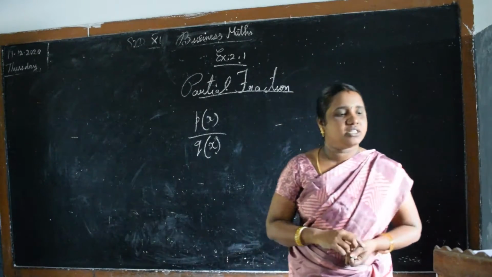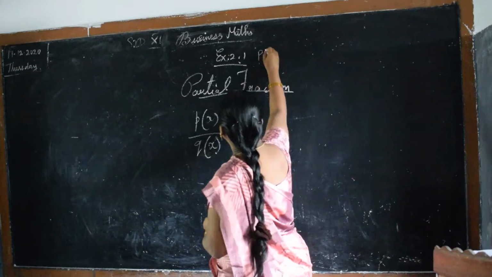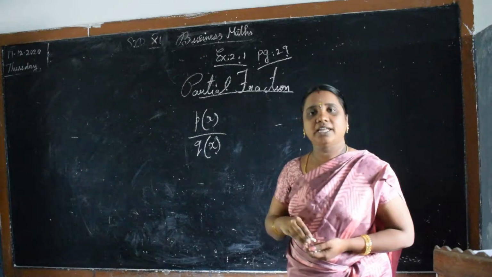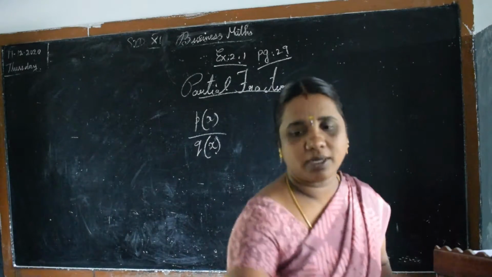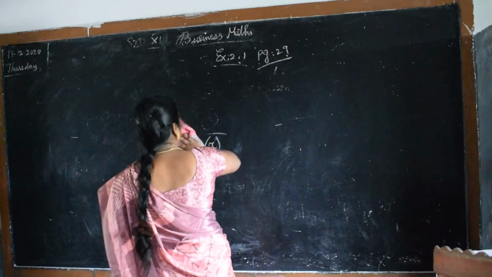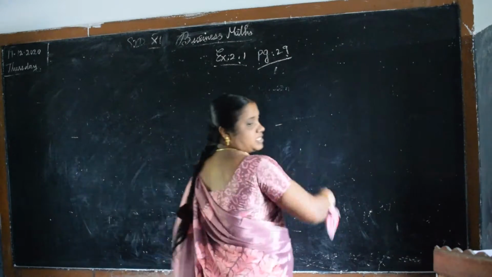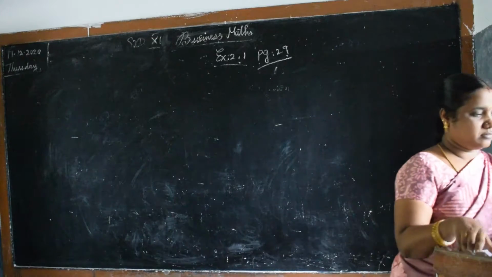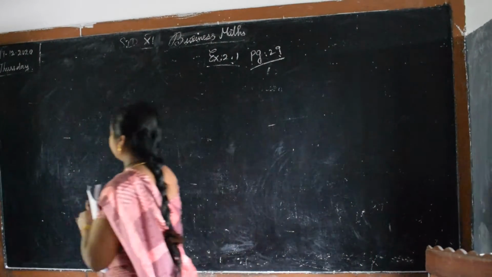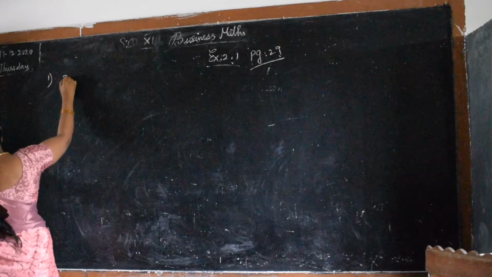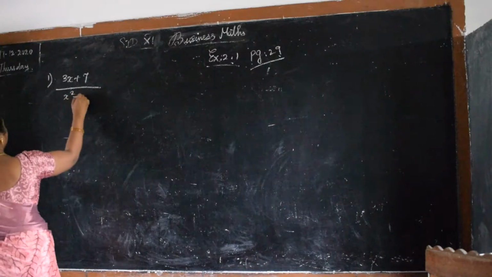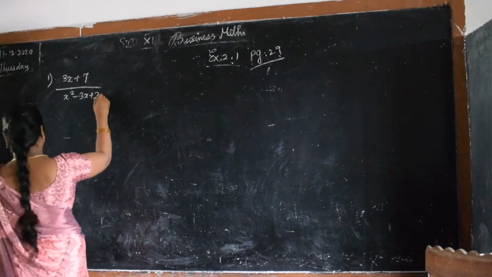See, take page number 29. In page number 29, 10 problems are given. I am going to do them one by one now. See here. What is the first problem given? See the question. 3x plus 7 divided by x square minus 3x plus 2.